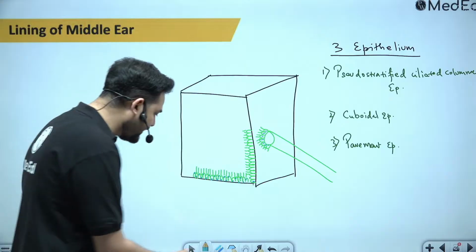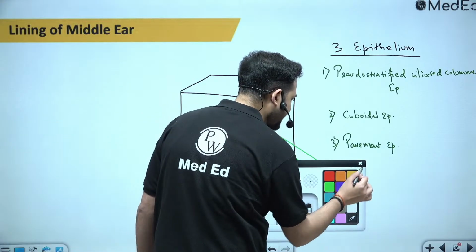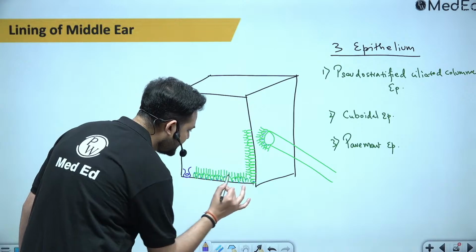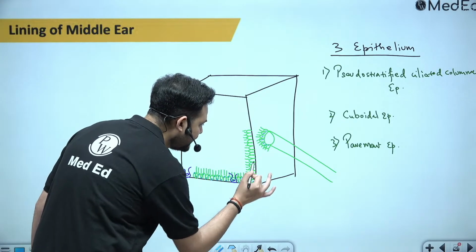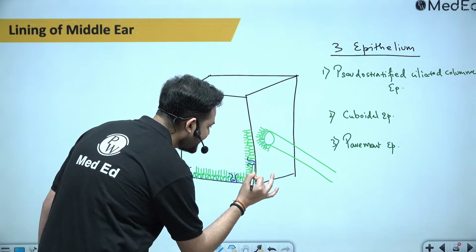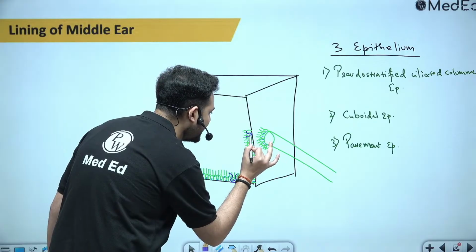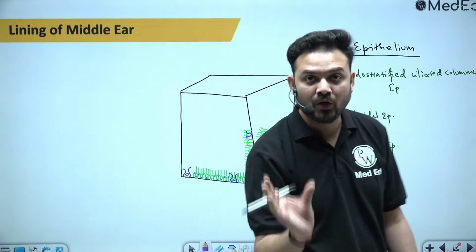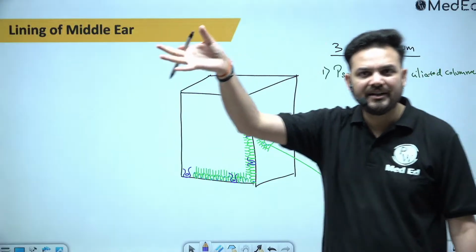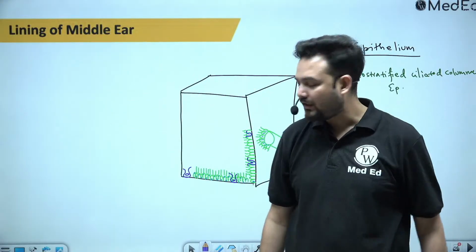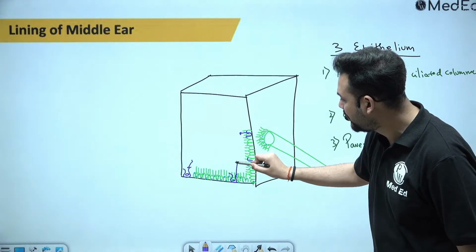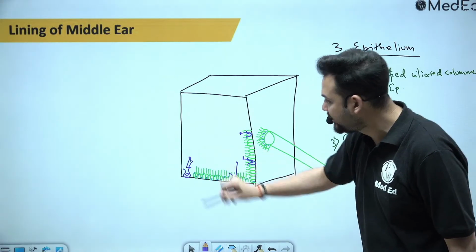Pseudostratified ciliated columnar epithelium में एक चीज बड़ी इंपॉर्टेंट होती है, and that is they contain goblet cells. You can see that these are goblet shaped cells which you read in your pathology. They are called goblet cells because they look like a cup. Goblet matlab cup. Goblet of fire you must have heard in Harry Potter. They are mucus secreting cells. ये बहुत सारा mucus secrete करते हैं.